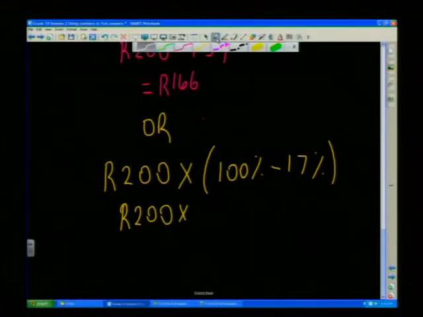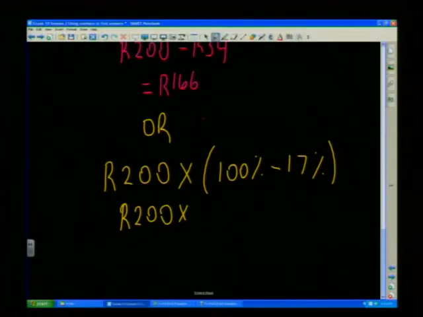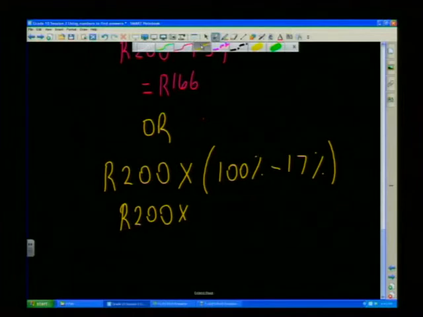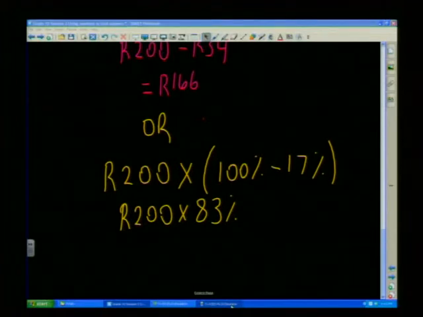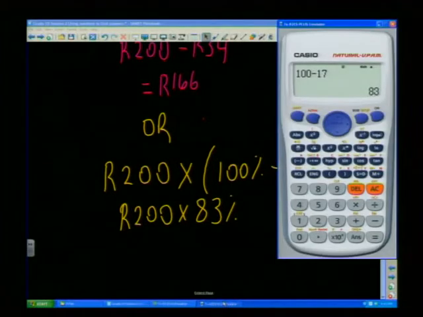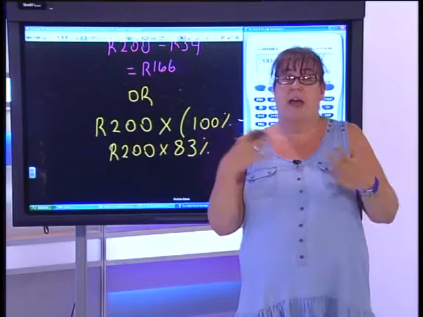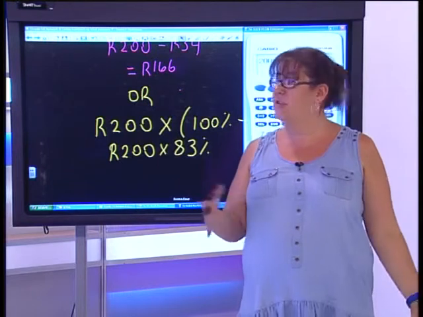So what we're going to do here is we're going to times this by 83%. And we can do that on the calculator. Right, so we clear that, and we've got 200 times by 83%. Should get the same answer, 166 rand. So Indy's going to pay 166 rand for her shoes. I think it's a good deal. I think it's a fair deal.